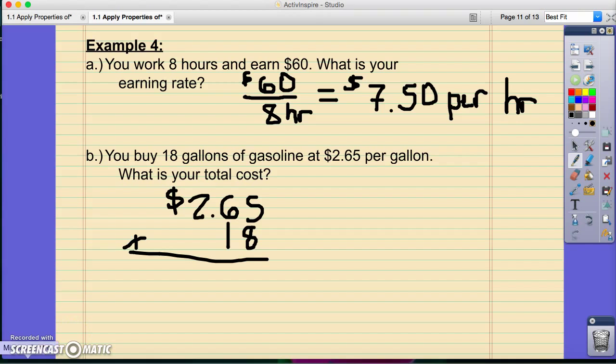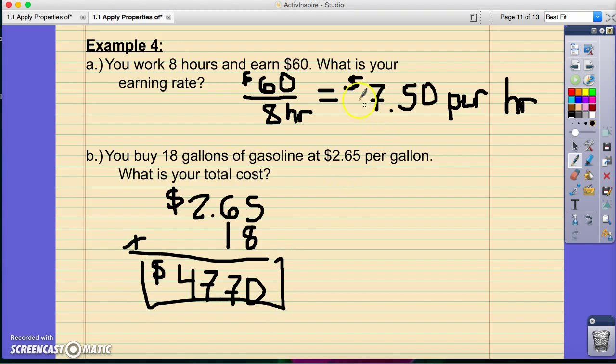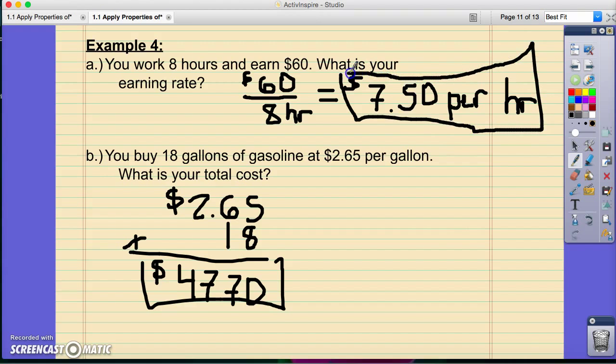You get $47.70 is your total cost. And sometimes what I like to do is I usually like to box my answers. Not always with easy problems, but the more complicated they get, the more I do. My box isn't too great right now, but we'll work on that. All right.